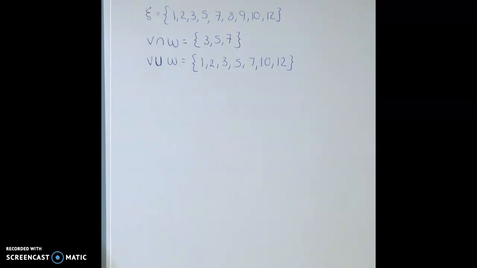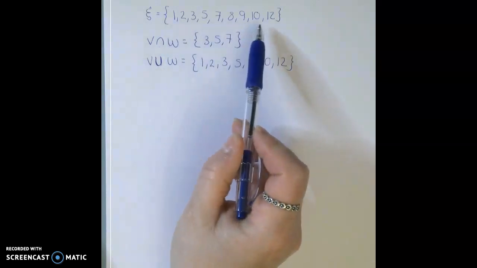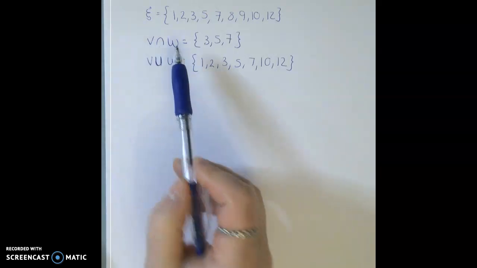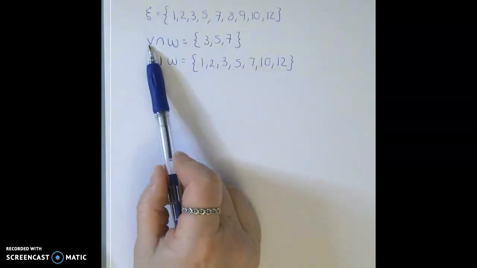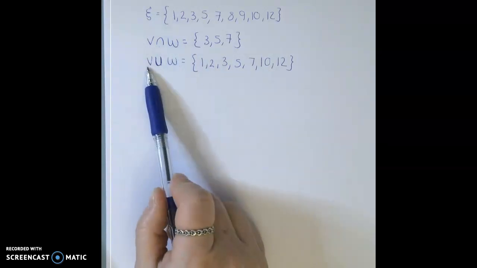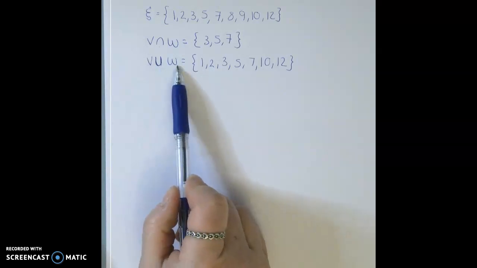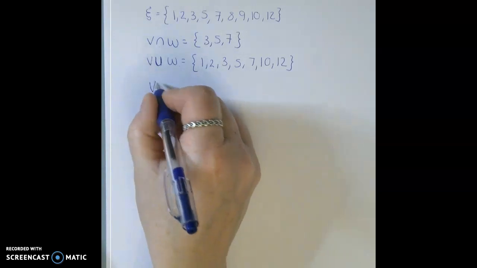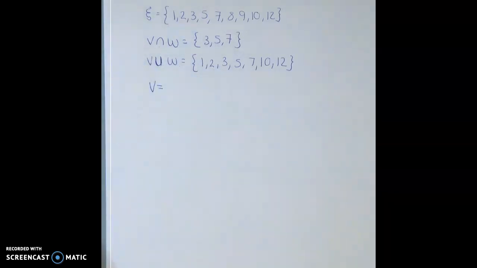So the first thing we need to do is work out which numbers from the universal set are in the subset V, because we're given this subset here, which is V and W, and we're given this subset here, which is V or W, union W. But we're not actually given what subset V is.